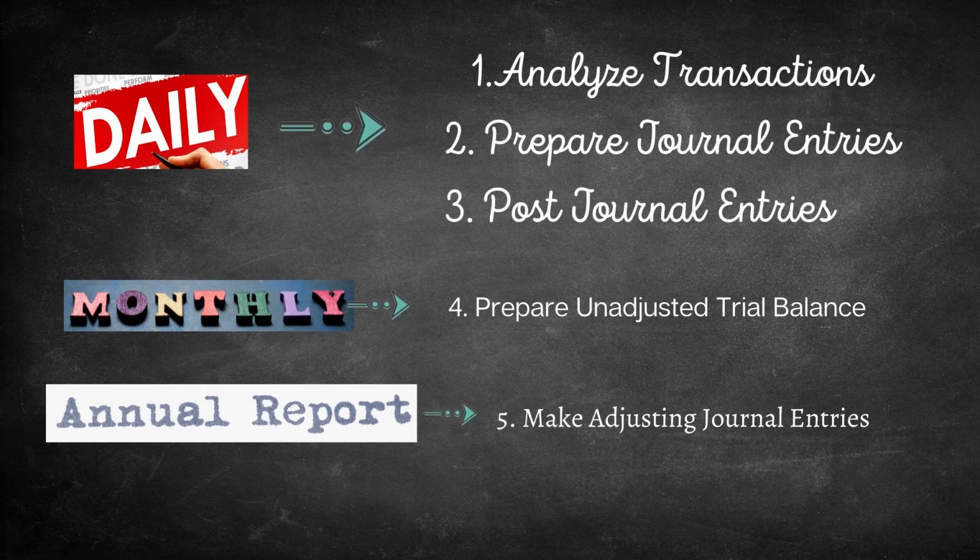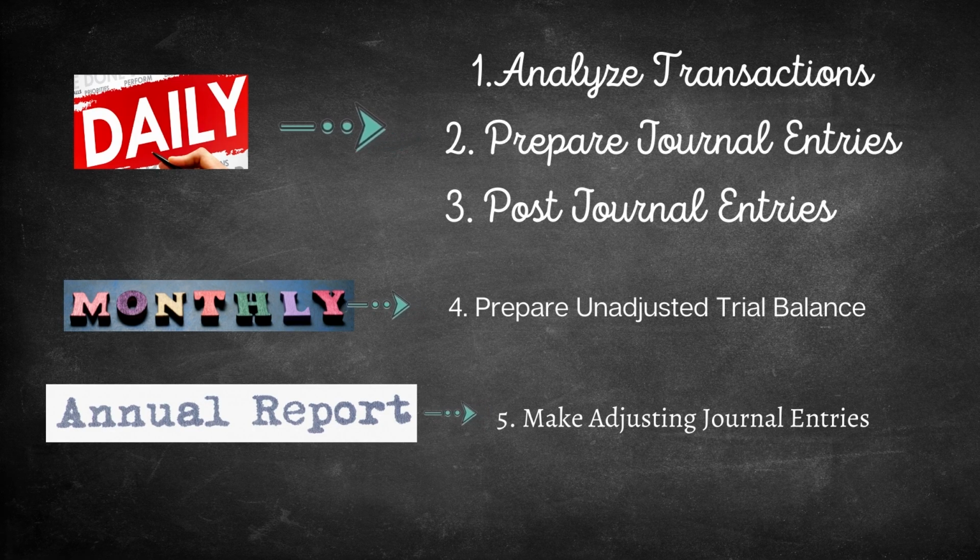Now let's review our accounting cycle again. The first three items represent our daily activities as bookkeeper, or keeping the books, like the journal and ledger, and it must be up to date. So the first ones are the daily transactions: analyze transactions, prepare journal entries, and post journal entries.